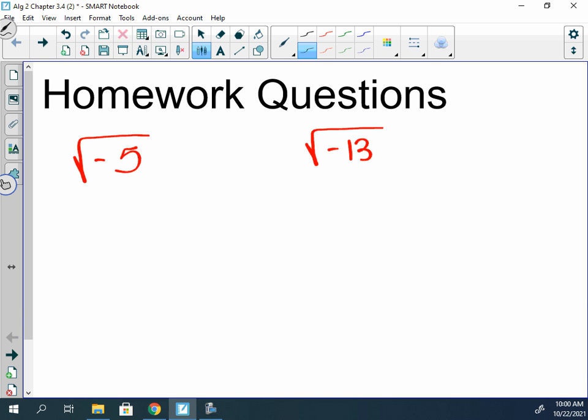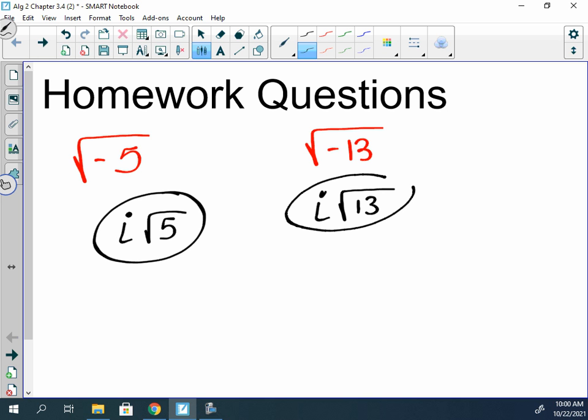Now, when we look at the square root of negative 5, the negative is going to come out as i. Is 5 prime? So I can't take the square root of it, so it's going to be i square root of 5. Square root of negative 13. Well, the negative would come out as i, and 13 is also prime. So we have i square root of 13.